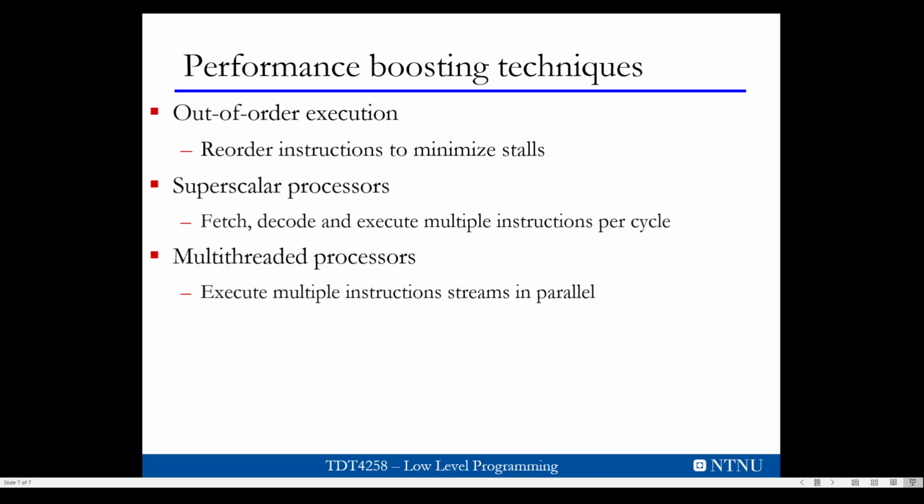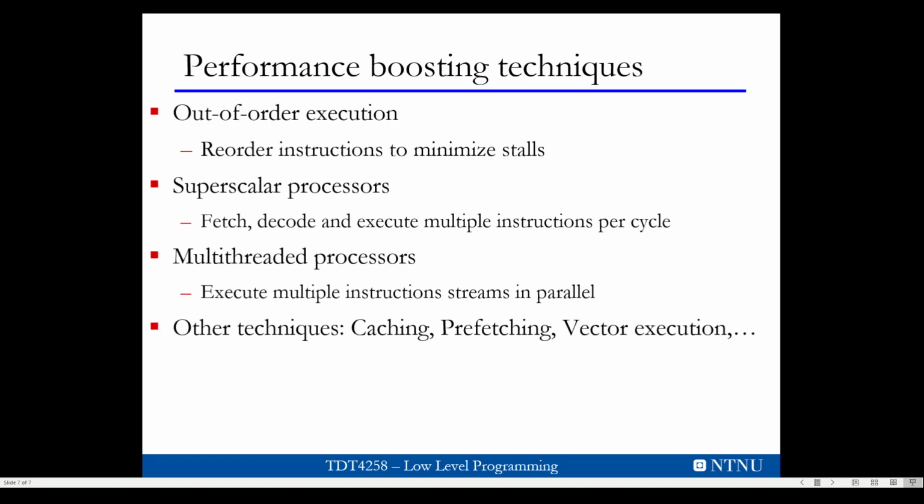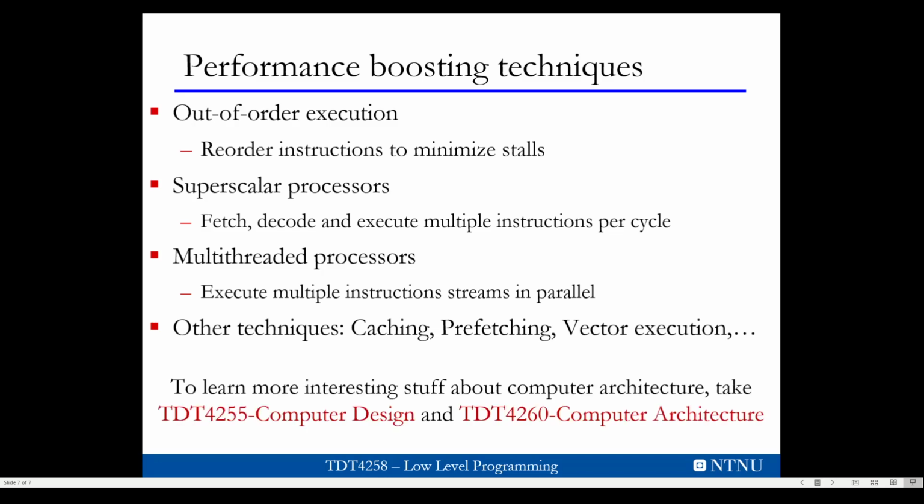Then we can have multi-threaded processors. Instead of executing just one stream of instructions, we can execute multiple streams of instructions in parallel, and these streams may be part of one application, or they may be part of multiple applications. And there are a bunch of other techniques, for example, prefetching, caching, and vector execution, that can be very handy in improving the performance. So if you are interested in this kind of stuff, I would highly recommend you to take the TDT 4255 Computer Design and TDT 4260 Computer Architecture courses.